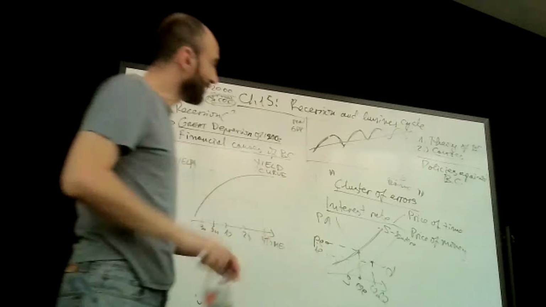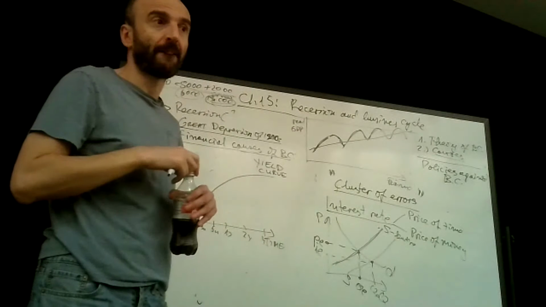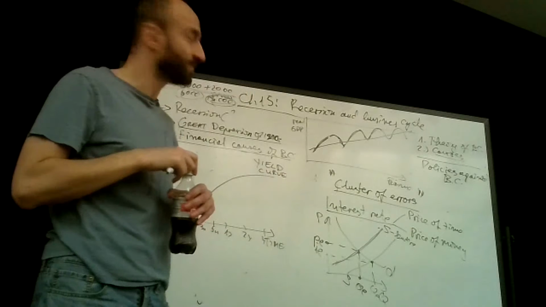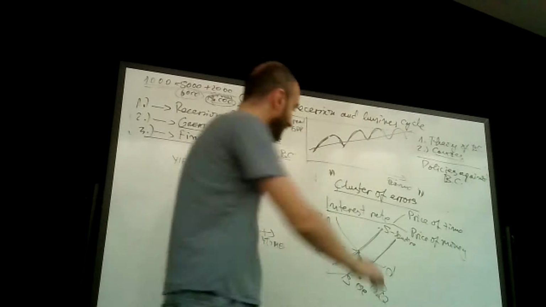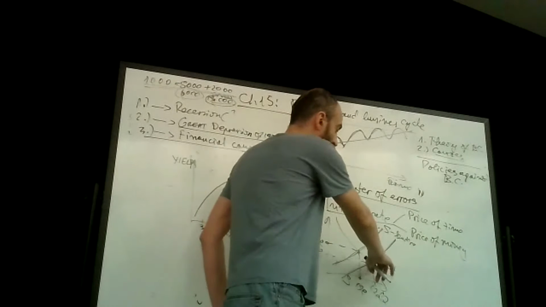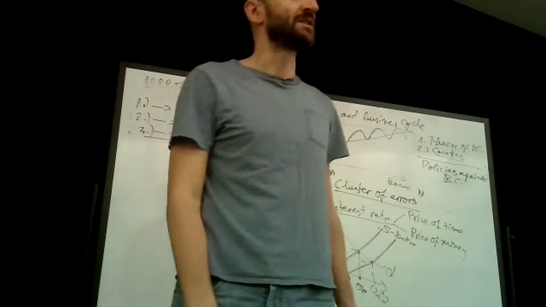So what is going to happen graphically here? The same thing as before. So the supply of credit will go up. The interest rate will drop. The quantity of loans will increase. Seemingly, there is no difference.